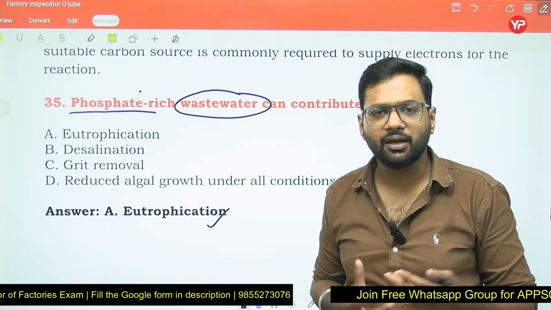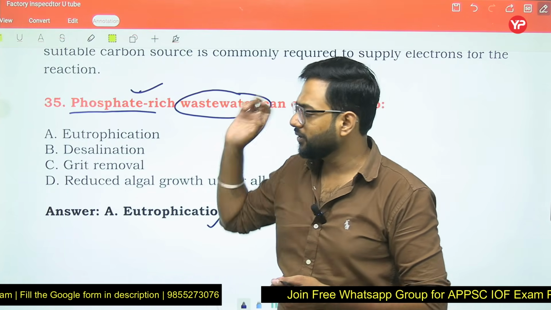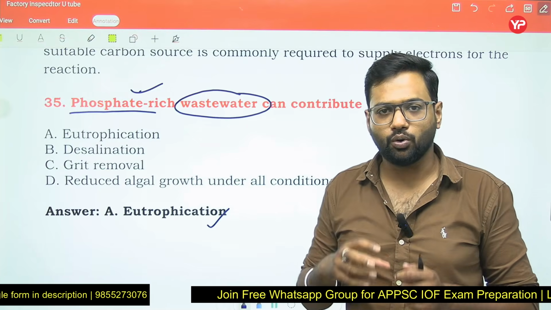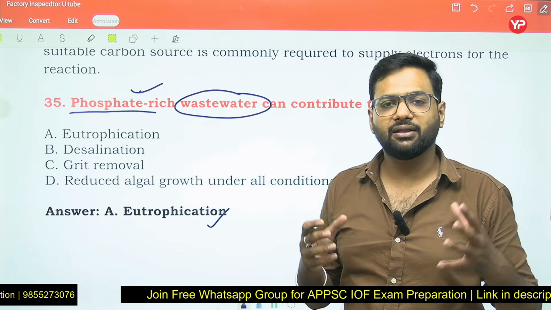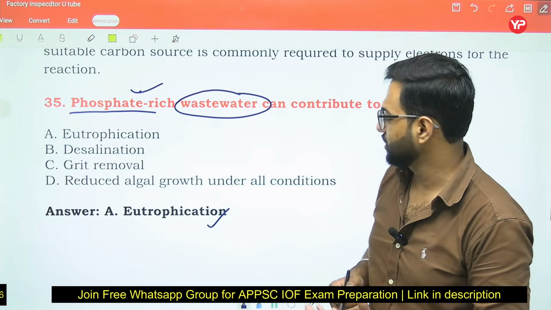Generally we talk about the lake. For the lake, the primary pollutant is phosphorus. If phosphorus is present in a high quantity, algae will be there, and this phenomenon is named eutrophication.